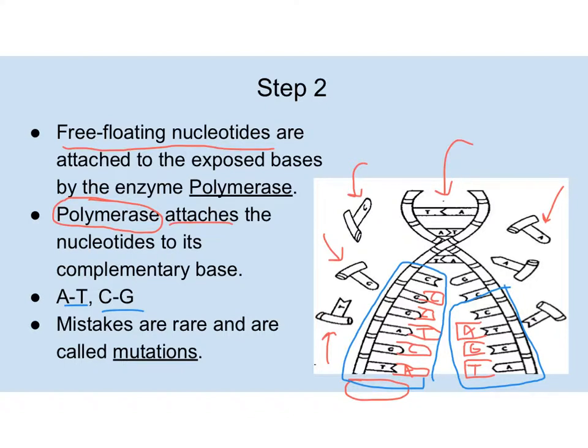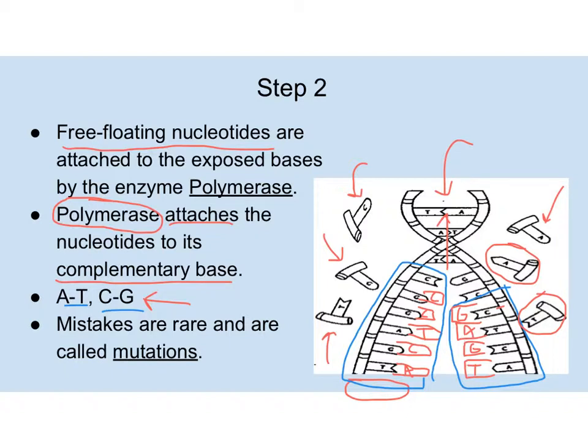It is first unzipping the DNA molecule by helicase, and then it's just adding the other part of the zipper. So this cytosine right here, it's going to add a guanine, a G. And it does this by the enzyme polymerase simply attaching these free-floating nucleotides, which are floating around the nucleus, and bonding them to its complementary base, which means it's bonding adenines with thymines, and it's bonding cytosines with guanines.